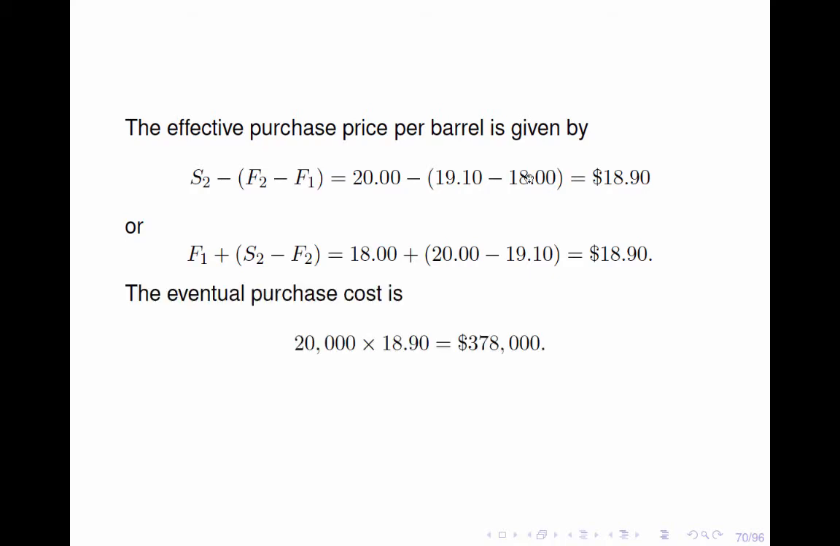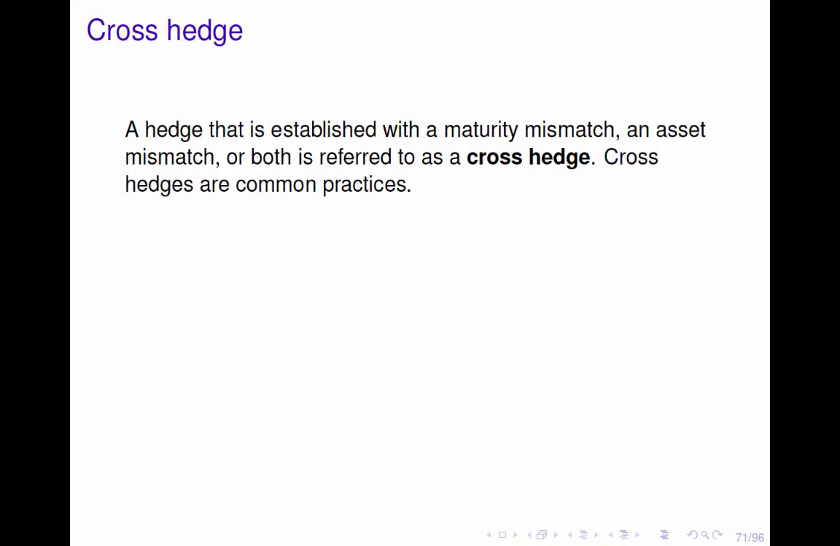Then, the eventual purchase price of 20,000 barrels is $378,000. So far, we have dealt with the cases when the maturity of the futures used for hedging does not match the asset obligation date. In fact, a hedge that is established with a maturity mismatch, an asset mismatch, or both is referred to as a cross-hedge.